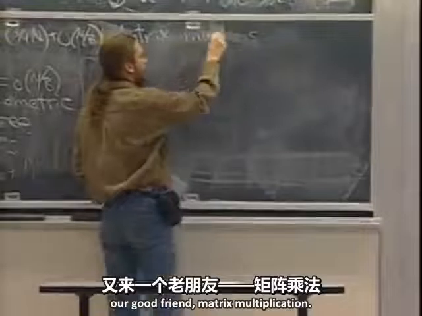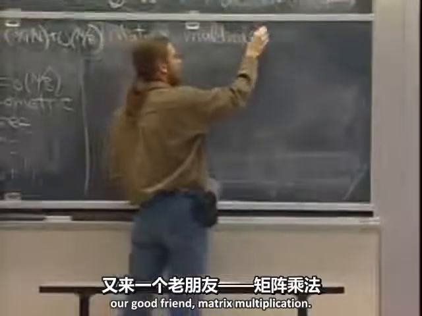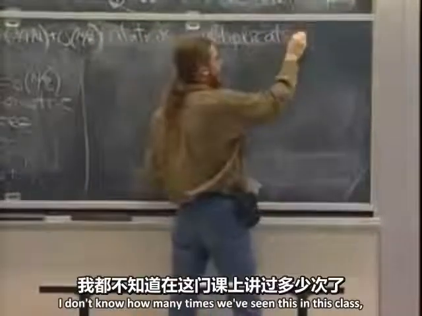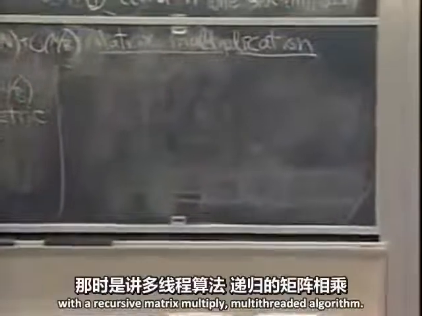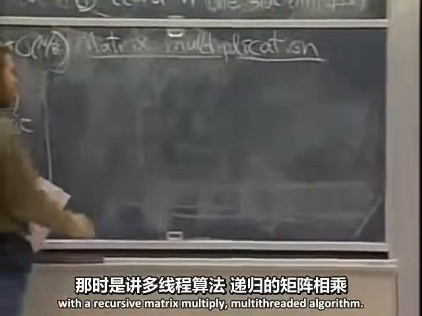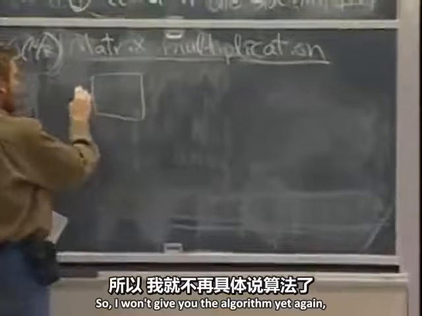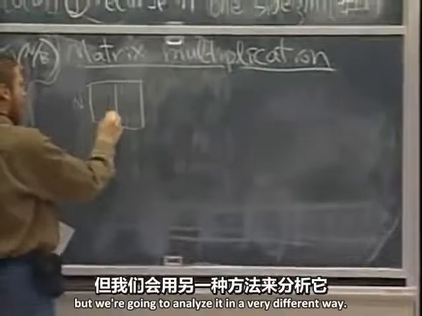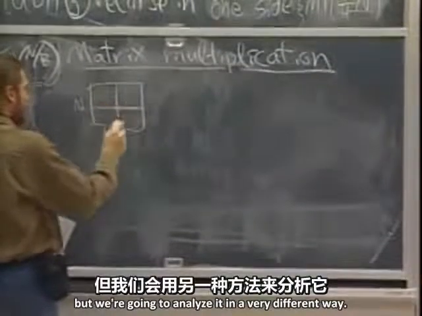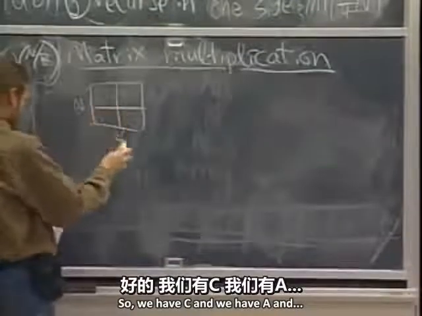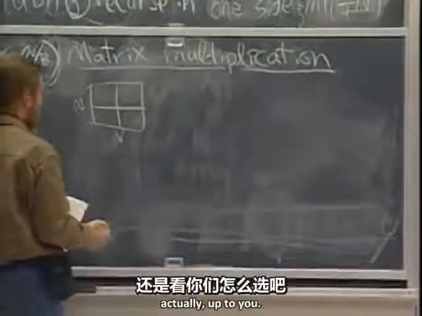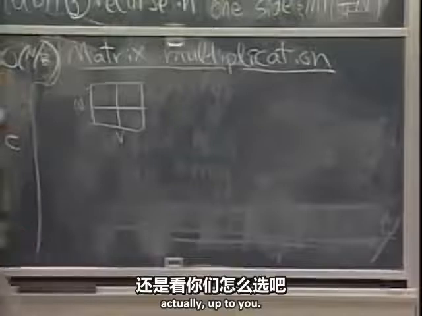Our good friend matrix multiplication. I don't know how many times we've seen this in this class, but in particular we saw it last week with a recursive matrix multiply multi-threaded algorithm. So I won't give you the algorithm yet again, but we're going to analyze it in a very different way. So we have C, and we have A, and actually, up to you.